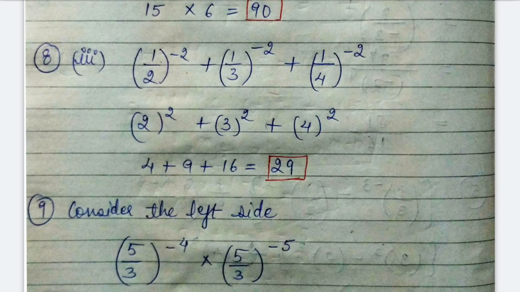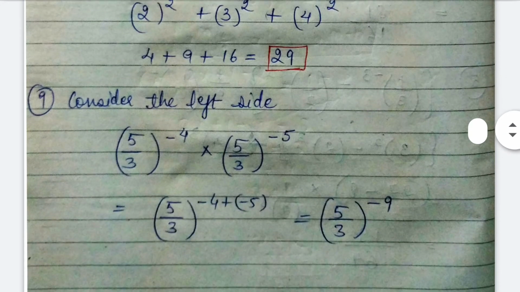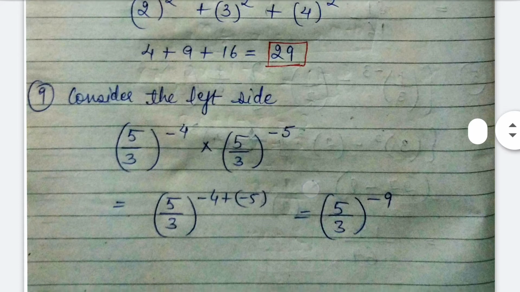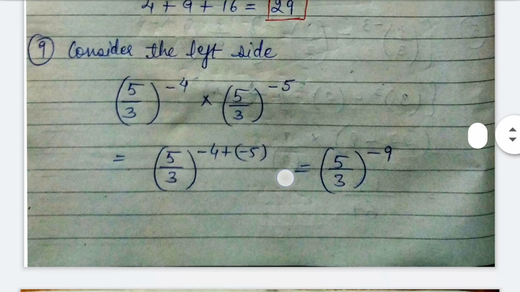Next, question number 9. Find the value of x. 5 by 3 to the power minus 4 into 5 by 3 to the power minus 5 is equal to 5 by 3 to the power 3x. This is your given question. Now I am taking the left hand side: 5 by 3 to the power minus 4 into 5 by 3 to the power minus 5. Now if bases are same, their powers are added. I already told you when I gave the properties of exponents, right? Now 5 by 3 to the power minus 4 plus minus 5, that is minus minus plus, 5 by 3 to the power minus 9.